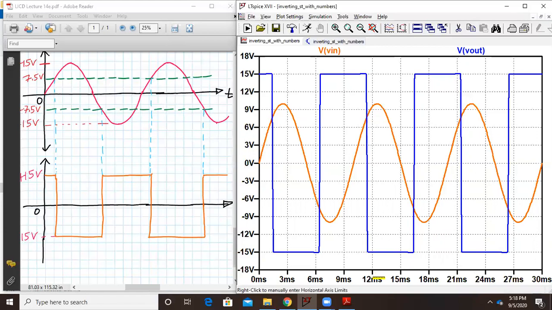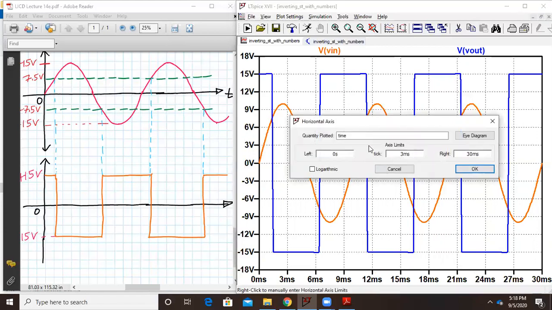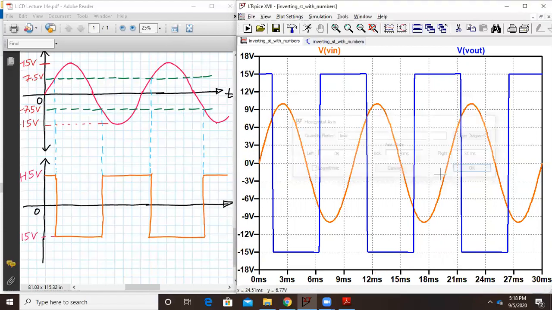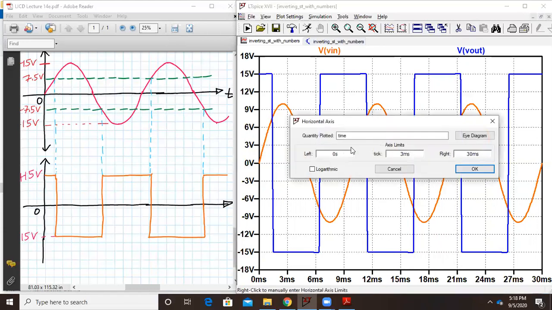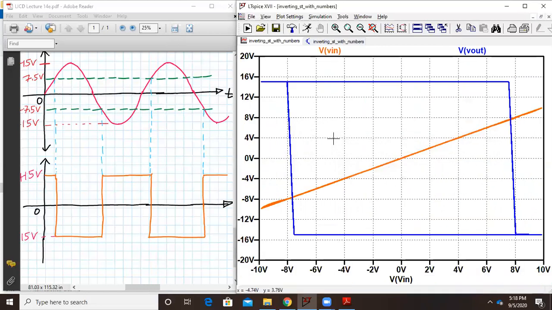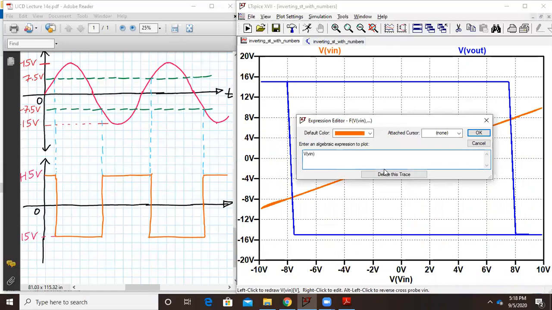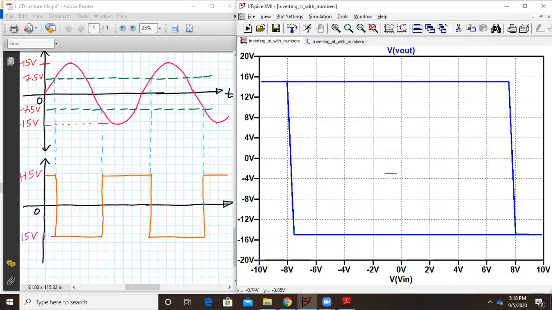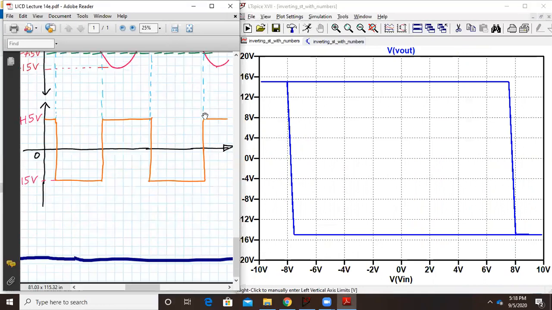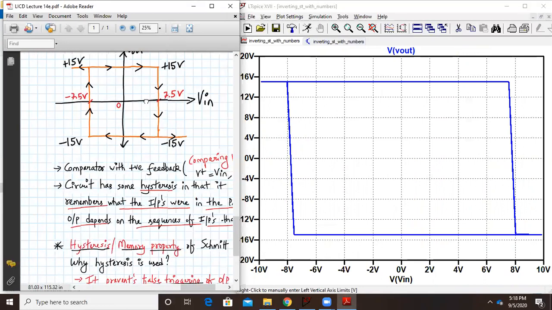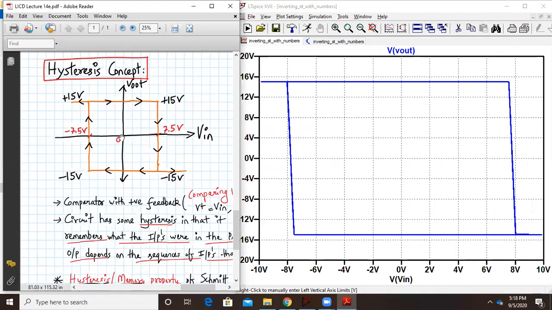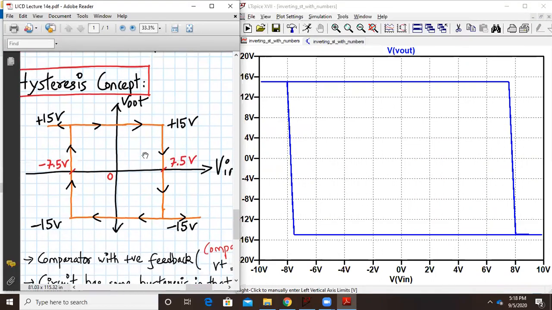Now let us check the hysteresis curve. For the hysteresis curve, we have to change the x-axis. So right click on the x-axis and over here we write V of V in, because it's a plot of V in versus V out. Okay, let me remove this. So this is what the plot is. This is the hysteresis curve which we are getting. Let us cross check in the PDF. Yeah, as you can see, it is the exact replica of what we have seen in the theory.